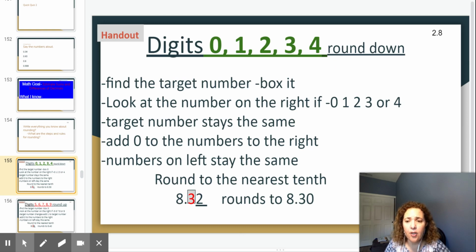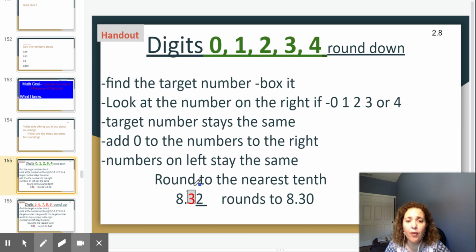So the way I like to do it is I like to find the target number and box it in. What I mean by target number is the number that they're asking me to round to, right? And then I look at the number on the right. If it's a 0, 1, 2, 3, 4, I round down. The number stays the same. The target that you're rounding to stays the same. And you add a 0 to the numbers to the right, and the numbers to the left stay the same.